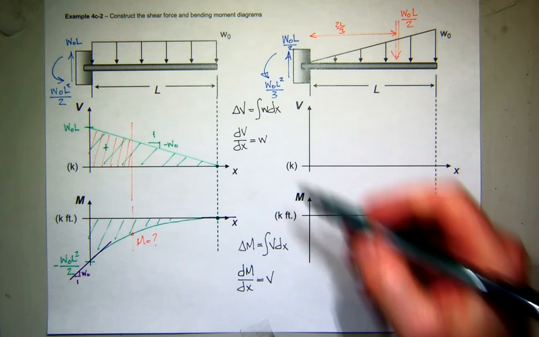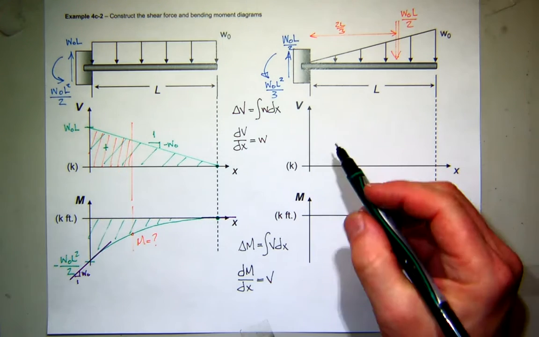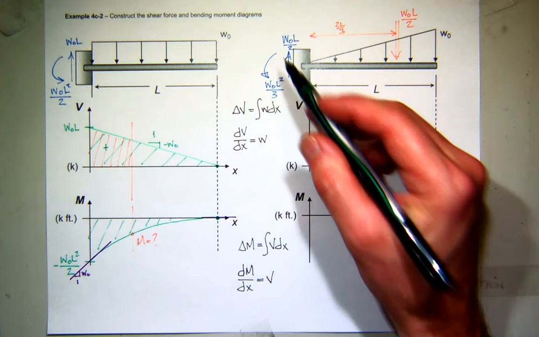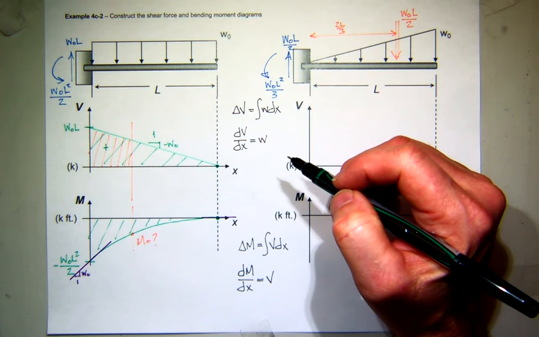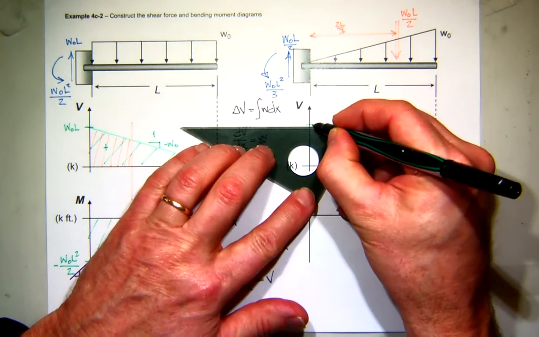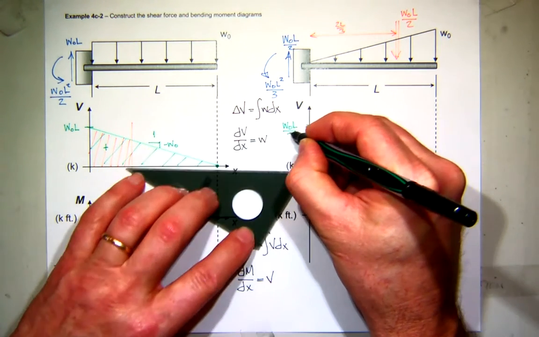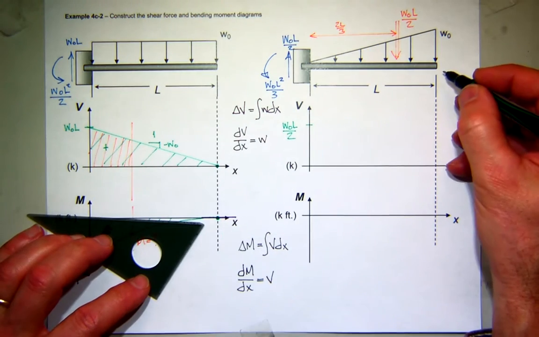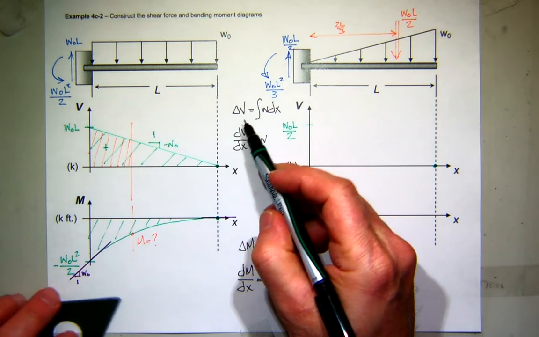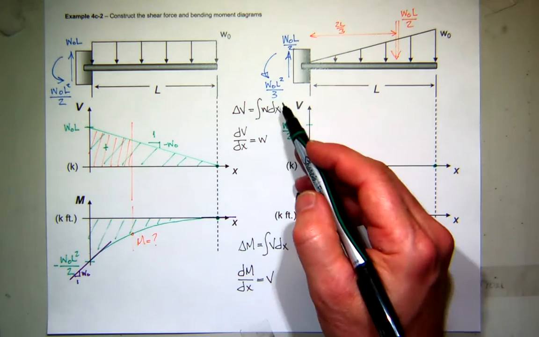All right, so let's apply our relationships and do shear and moment. So what is the shear at our starting point here? It is W naught L over 2. Is it positive or negative? Positive. What's the shear at this free end? 0. The change in shear between these 2 points should be the area in the load curve.